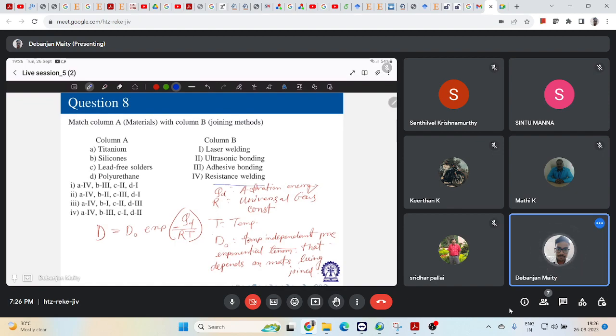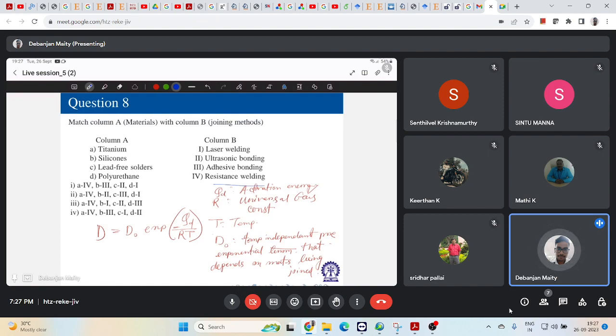I think I've left one, resistance micro welding, right? I left it at that.